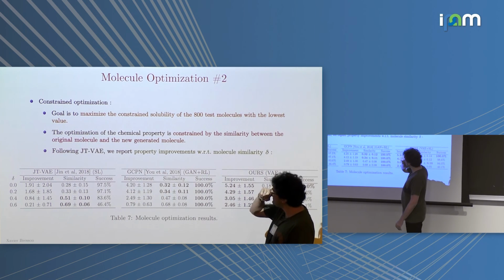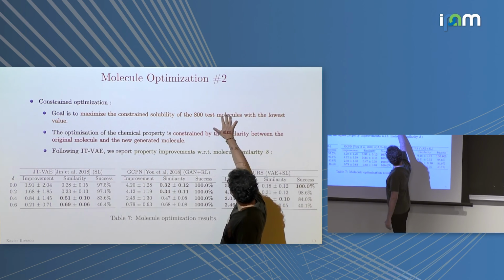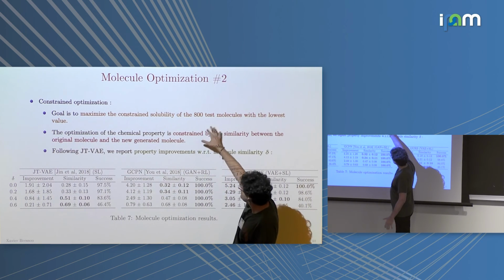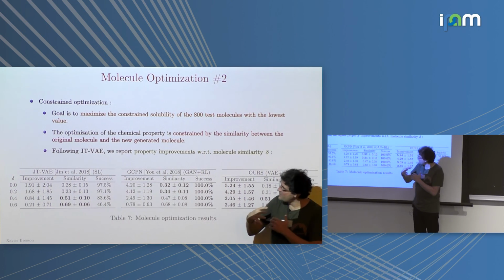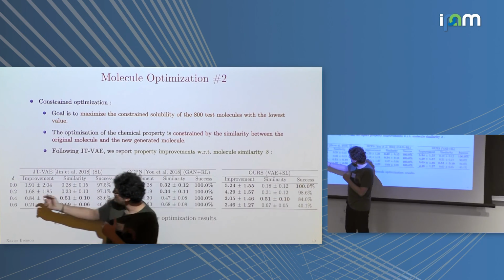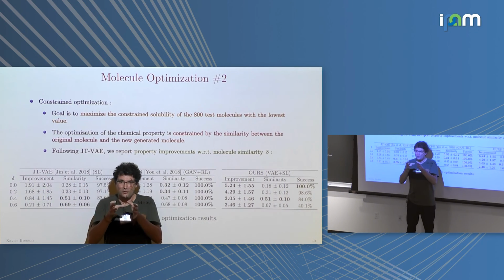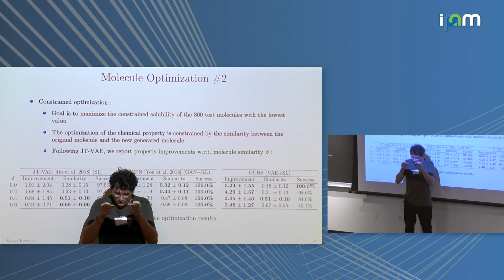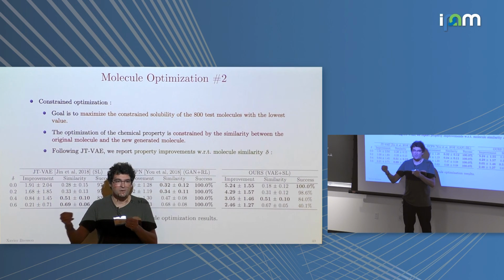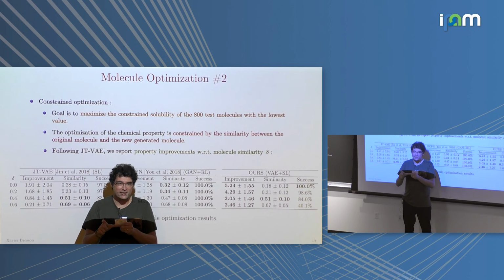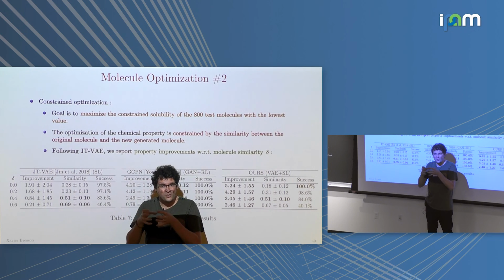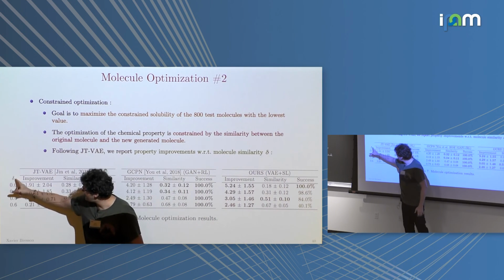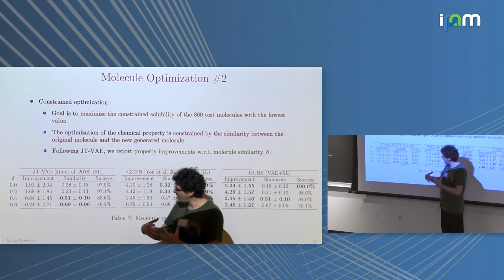The second optimization is to take molecules in the test set that we have never seen before, and try again to improve their chemical property. But at the same time, we want to measure the distance between the molecule and the new molecule. So you start from an original molecule, then you generate a new molecule, and you want to compute the distance between both. And you want to create new molecules that are not too far away from the original molecule. And the distance is the way to control how far you're going to be.